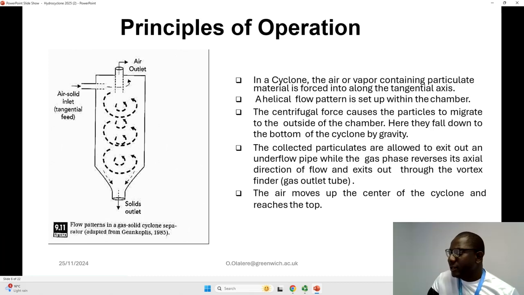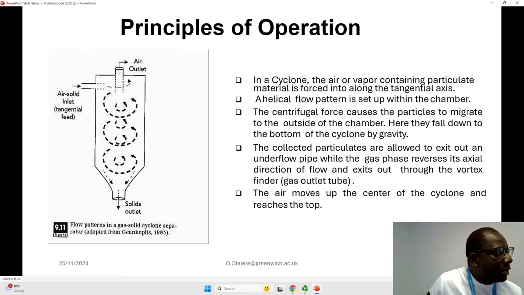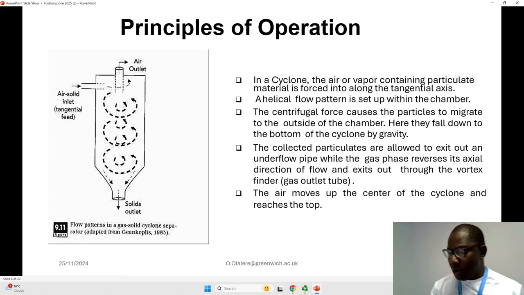And now when we say tangential, that is at 90 degrees, right? So the centrifugal force causes the particles to do what? To migrate to the outside of the chamber. So here they fall down to the bottom of the cyclone by what? Gravity. So we collect the particulate at the exits, that is through the outer one. So the more dense will be collected here, while the less dense will be collected up.